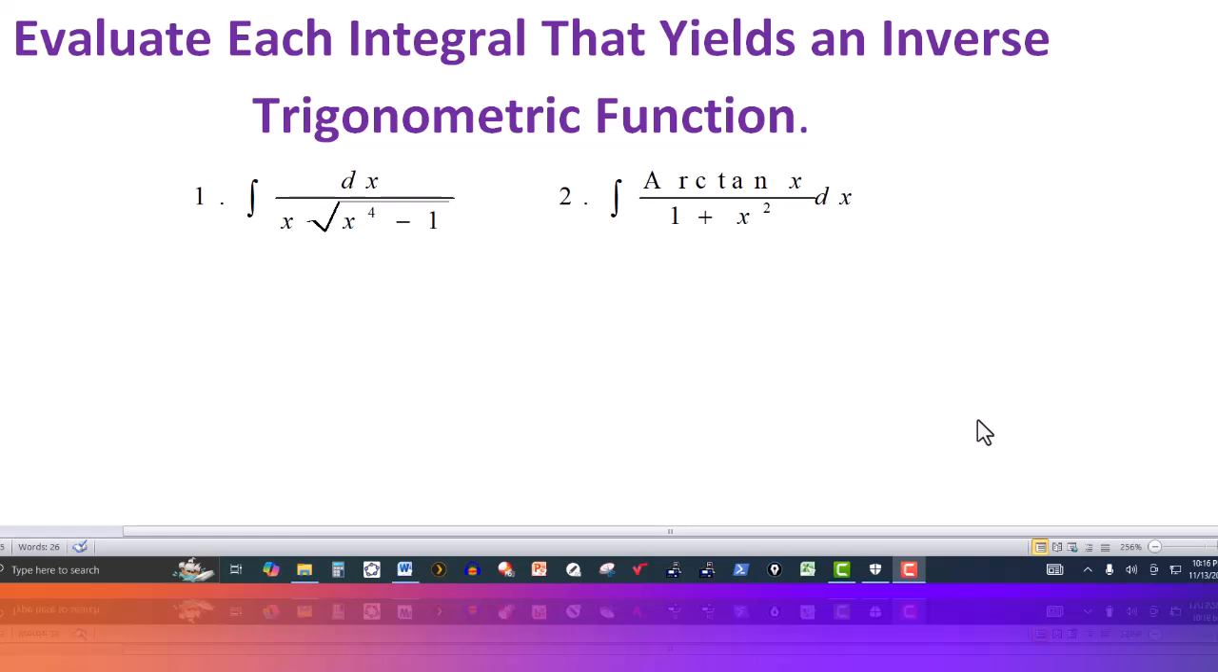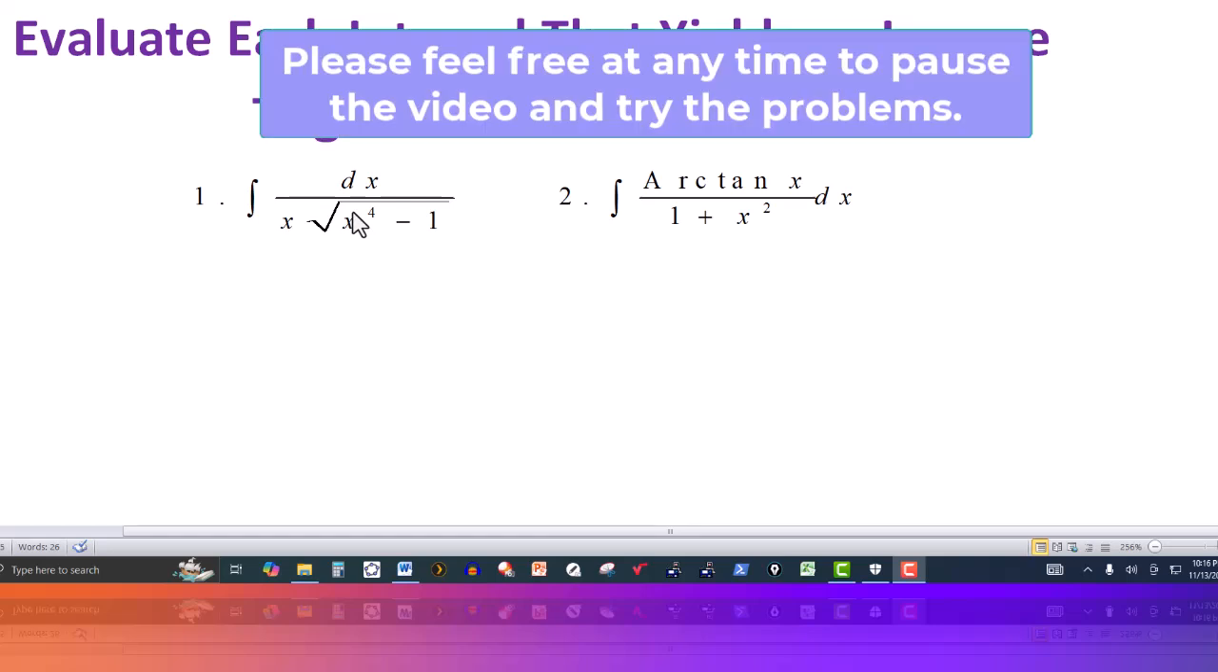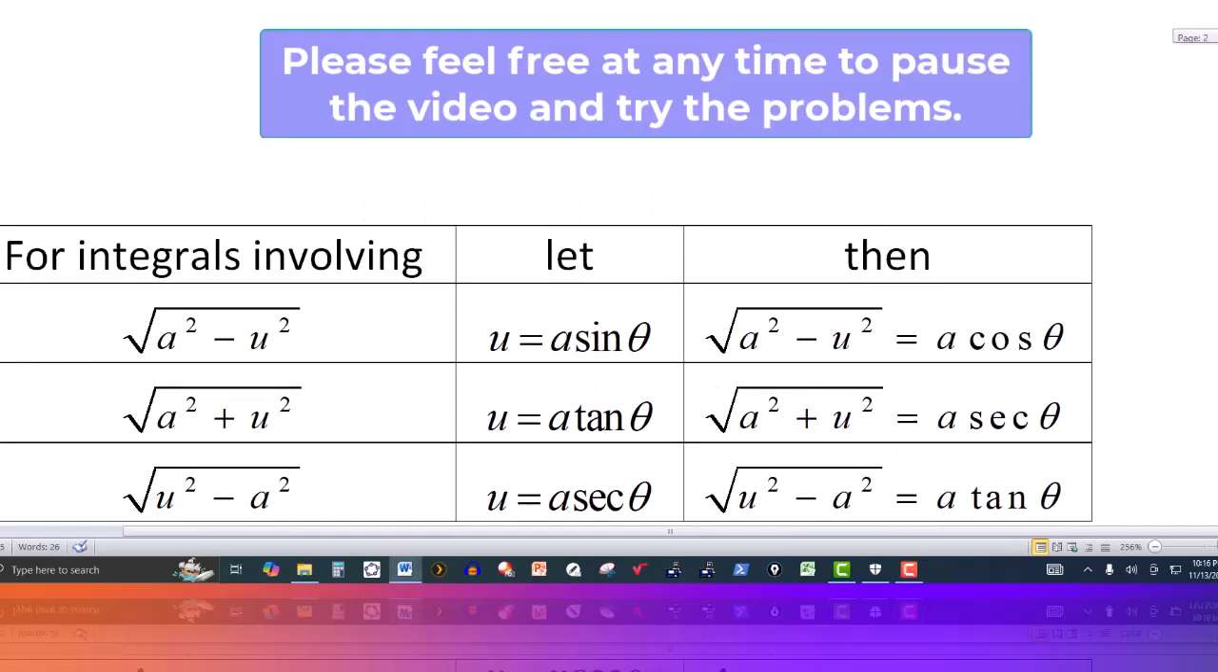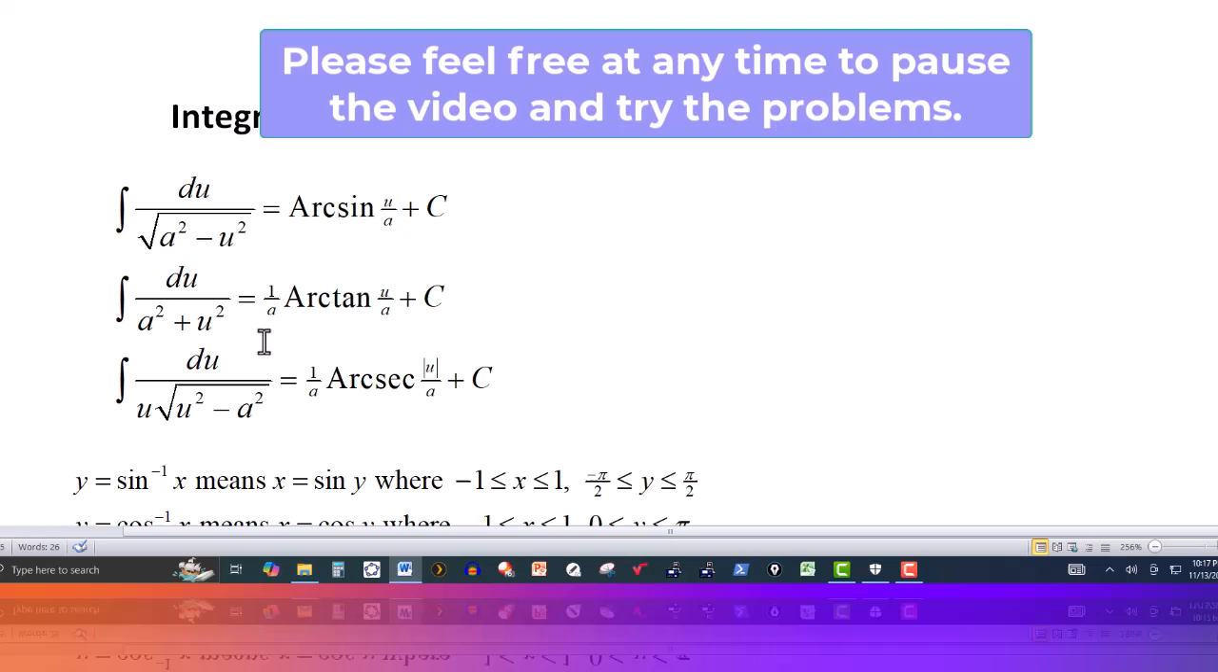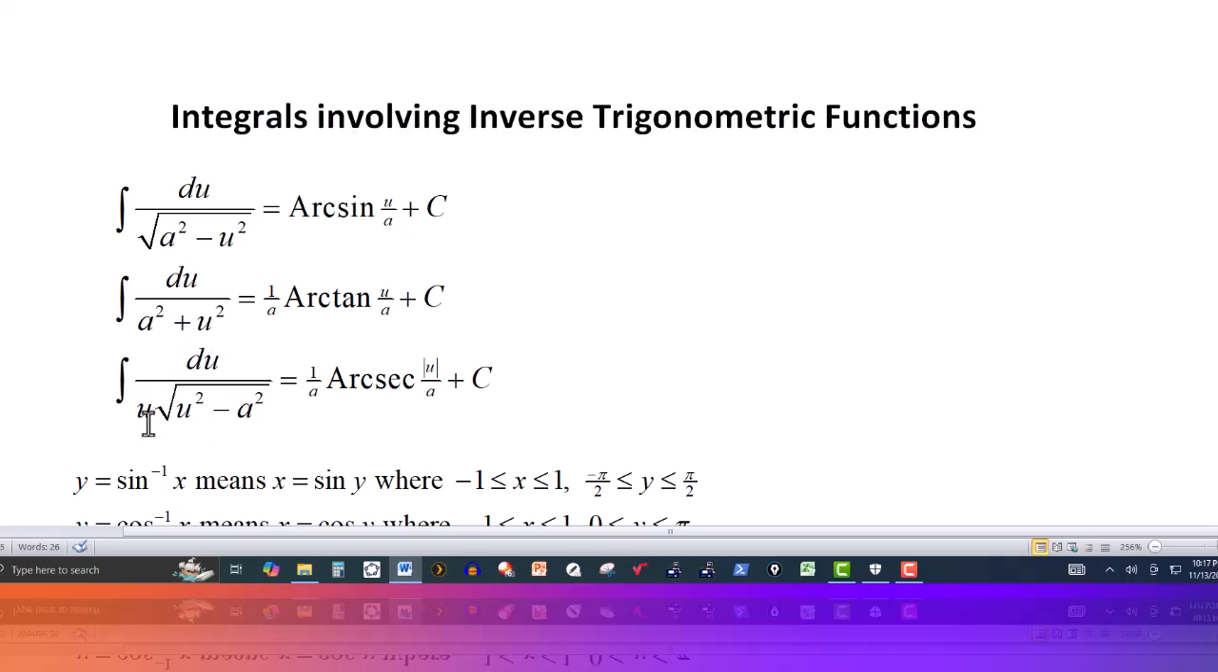In this video, we want to integrate two integrals that will yield an inverse trigonometric function. Let's look at some of the formulas. Now the first one has this format right here, where I can write it in this form. The integral of du over u square root of u squared minus a squared, where in general u is going to be a function of x, and the a squared is going to be some constant. Say like 4, which is 2 squared, or 25, which is 5 squared, and so on.